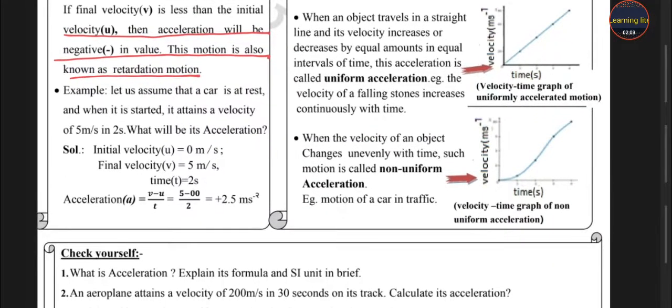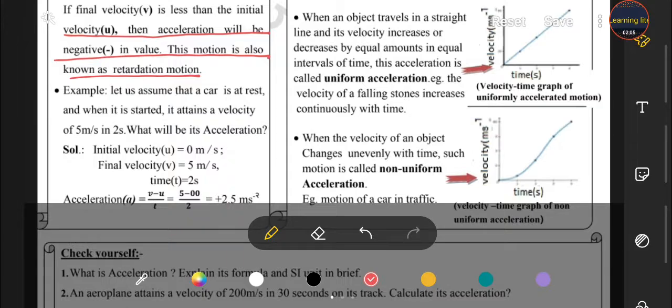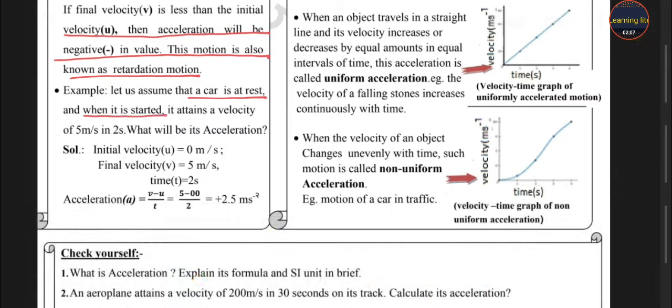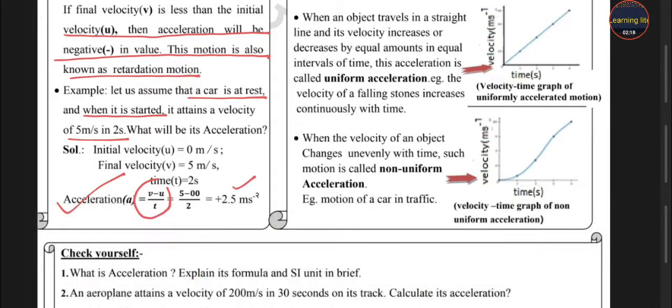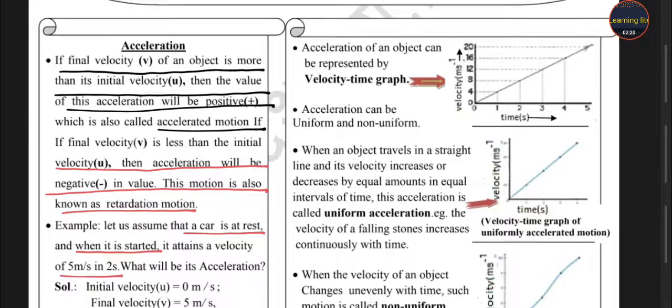There is an example given for you, students. For example, a car is at rest, and when it starts, it attains a velocity of 5. So the acceleration is v minus u upon t. V means finally 5, initially 0, divided by 2, that is 2.5 meter per second square.